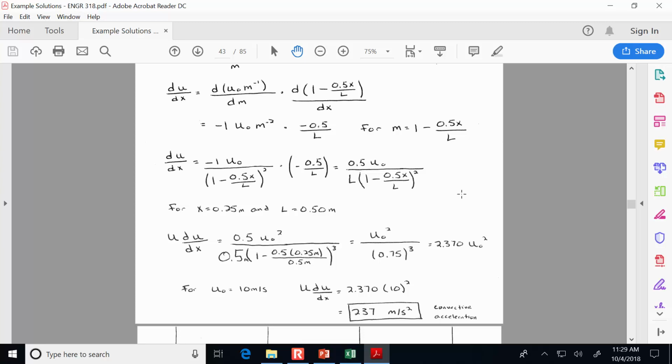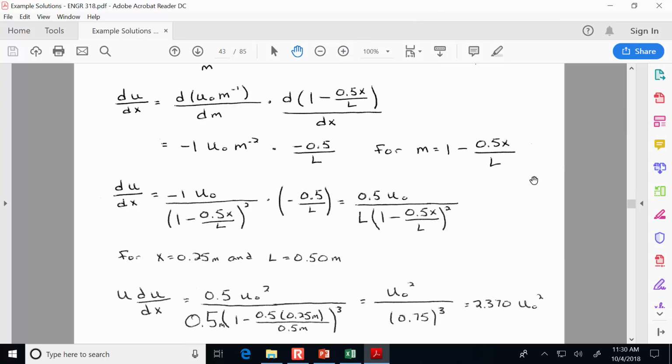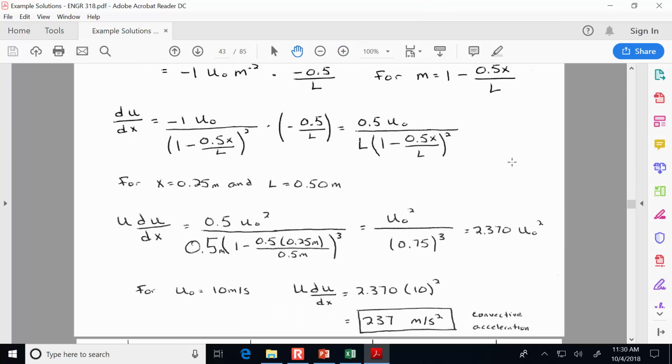And so in the end, the acceleration is going to be the velocity multiplied by this 2.370. If our initial incoming velocity is 10 meters per second, and square that, that's 100. So then that means it's going to be 237 meters per second squared for the convective acceleration. So here you can see that we substitute in the velocity, multiply it by 2.37, and at this location in the middle, the velocity is changing at a rate of 237 meters per second squared.